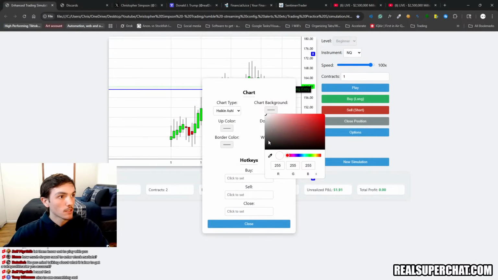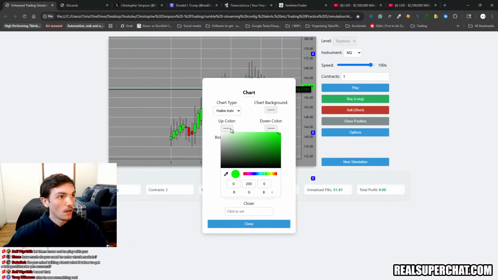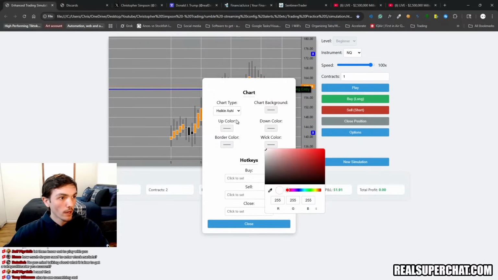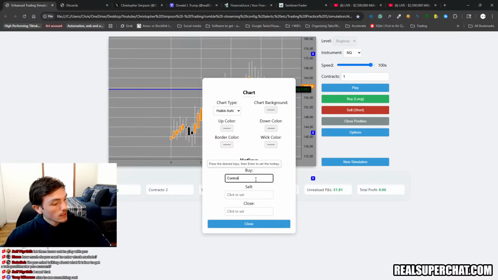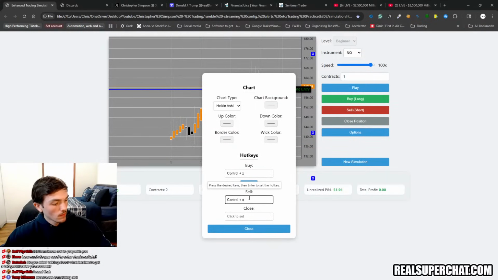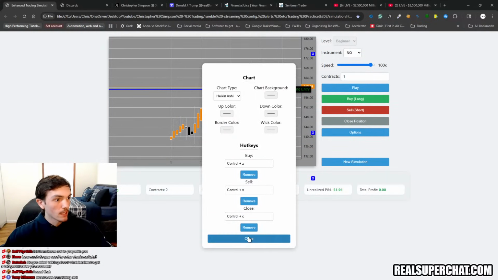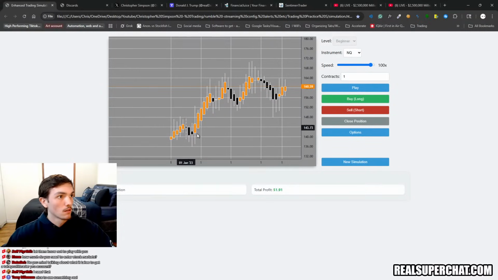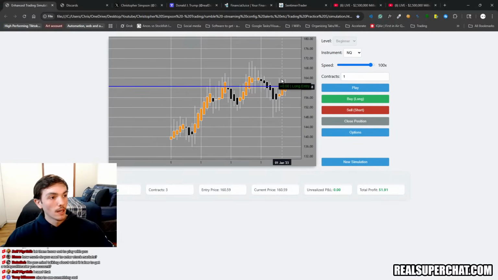Options, you can change the candlesticks, change the chart background. You can change the up color, down color, border color, wick. You can set hotkeys, and you can trade with the hotkeys as well. My mouse is going to be nowhere near that. Trading with hotkeys, selling, trading, selling, closing position, buying with hotkeys. You can go up to 35 contracts. That's the rule for this simulator, at least.